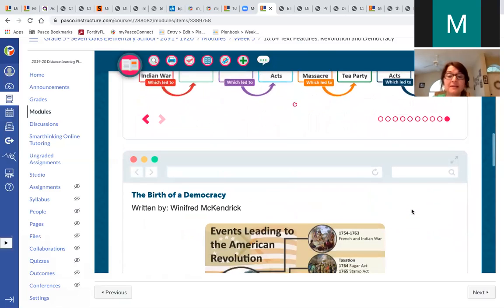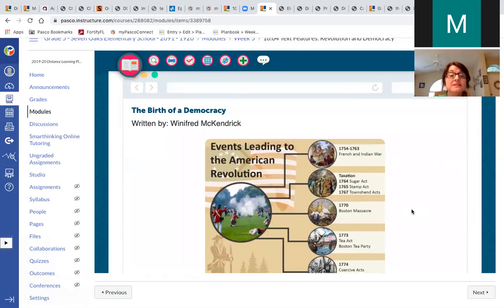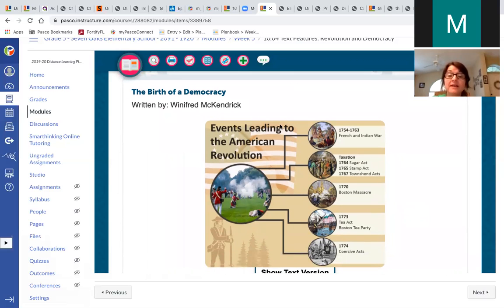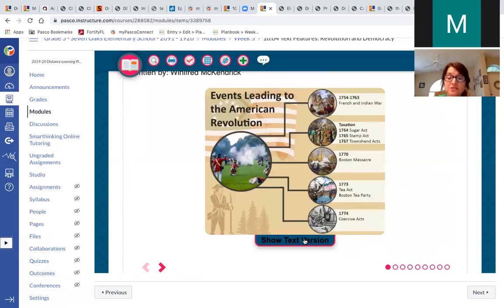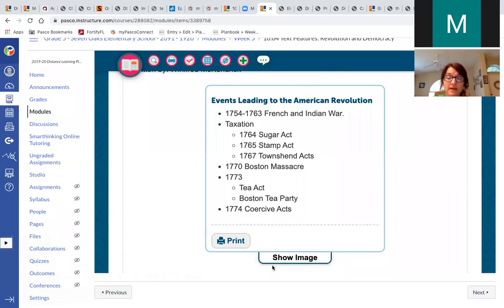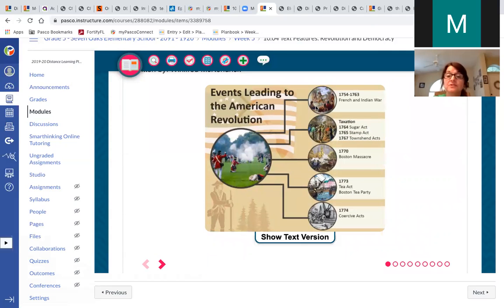The next slide you want to scroll down to is the text for The Birth of a Democracy. So they've got the events leading to the American Revolution here, in more of a vertical timeline. And then they do show a text version if you want to look at that, but the image really gives you a nice, colorful and clear idea of what happened with the French and Indian War, leading up through and down to the coercive acts.